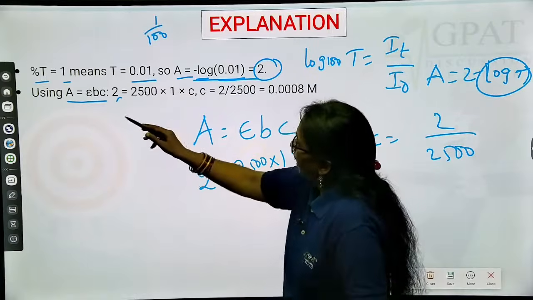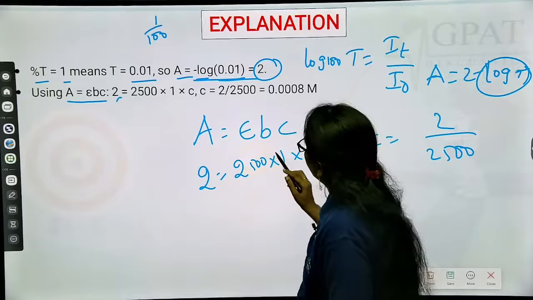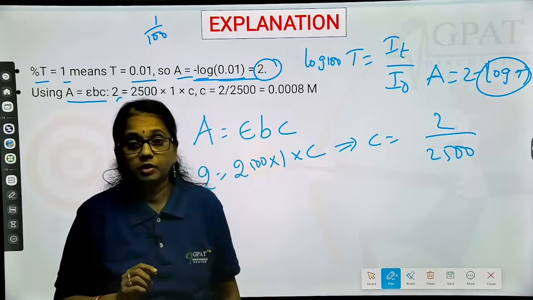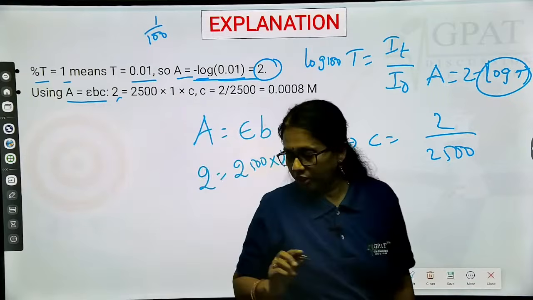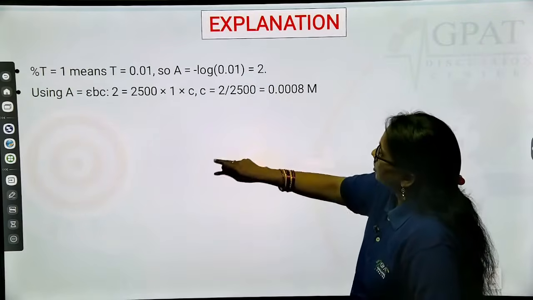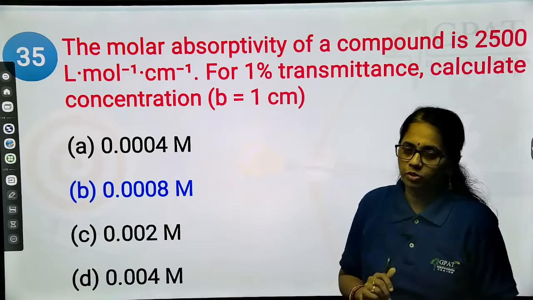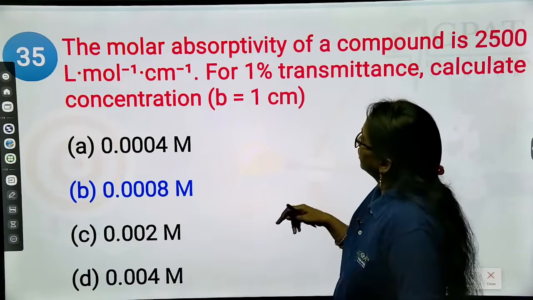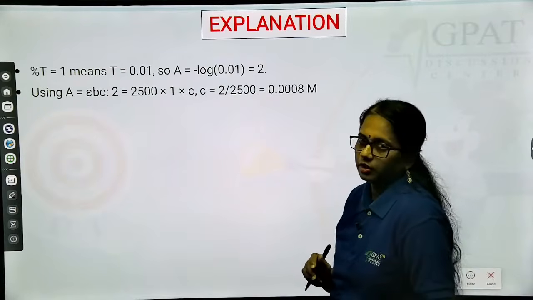So that's why absorbance will become 2, and here percentage of transmittance and path length, it is going to be 1. So definitely you can calculate only based on the molar absorptivity value. So that's why 2 by 2500, it is going to give you 0.0008, okay. So if you solve this, you will get the value like this.